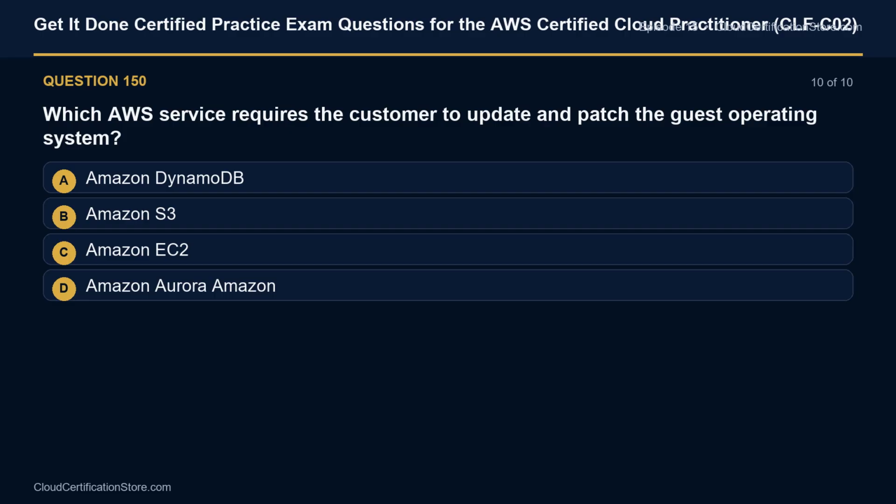Question 150. Which AWS service requires the customer to update and patch the guest operating system? Option A, Amazon DynamoDB. Option B, Amazon S3. Option C, Amazon EC2. Option D, Amazon Aurora.